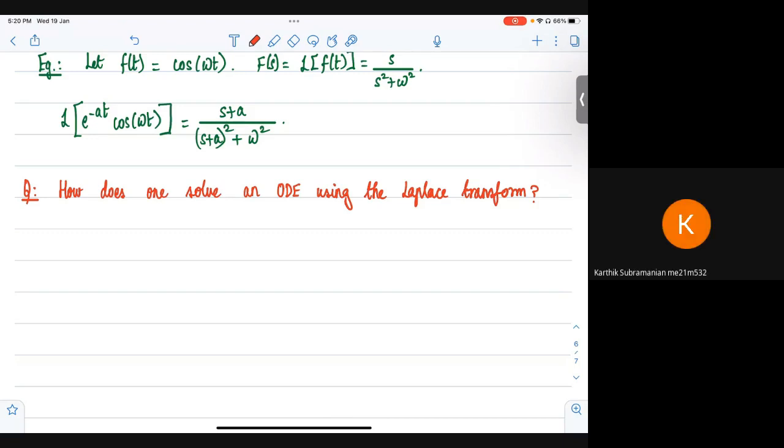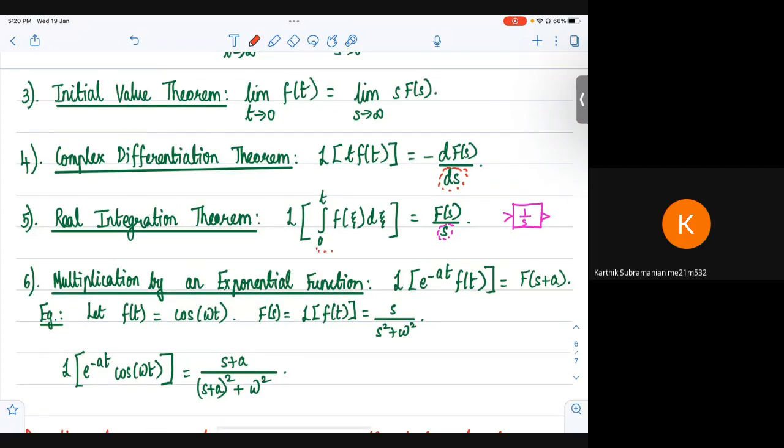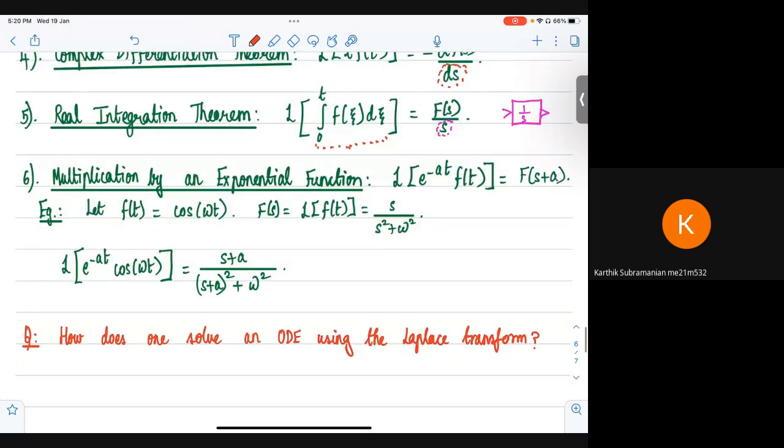Yes, please. So the complex differentiation theorem, can you just tell me why it is complex? I didn't get it actually. It is called the complex differentiation theorem because you're taking the derivative in the complex domain. The differentiation operation is done with respect to s. Similarly, it's called real integration because the integration is done with respect to a real variable. That's why this theorem is called real integration. Okay, sir. Thank you.